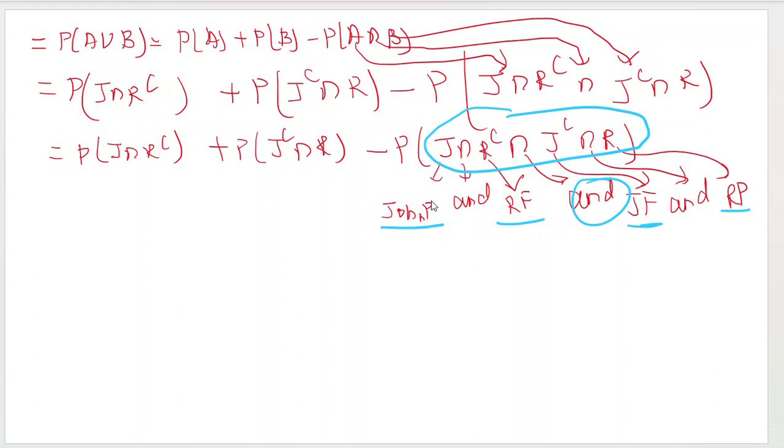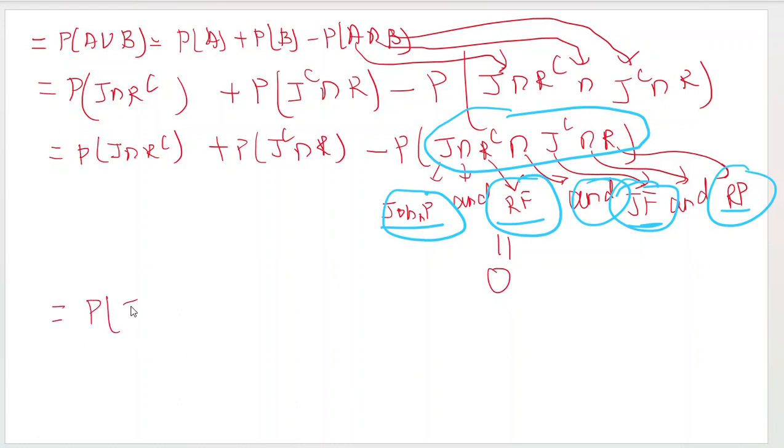Now it can never happen that a student who has passed can also fail, and a student who has failed can also pass. So such an event, that John passes and Rahul fails and John fails and Rahul passes, can never happen, and because it can never happen, the probability of such a thing is 0. So we are left with probability of J intersection R complement plus probability of J complement intersection R.